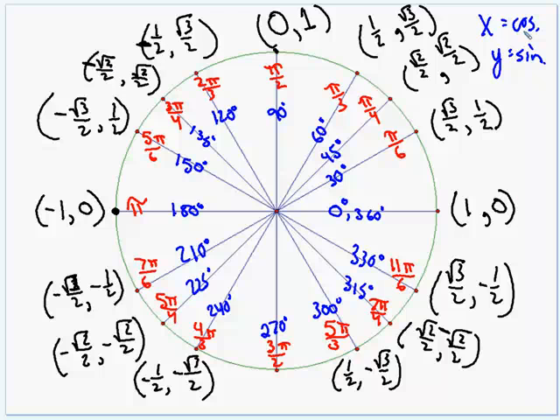What is the cosine of 225 degrees? Well, here's our 225 degree angle. Our cosine is the x value, -√2/2. What is the sine of 5/6 pi radians? Well, here's 5/6 pi radians. Our sine is the y coordinate, so that would be 1/2.